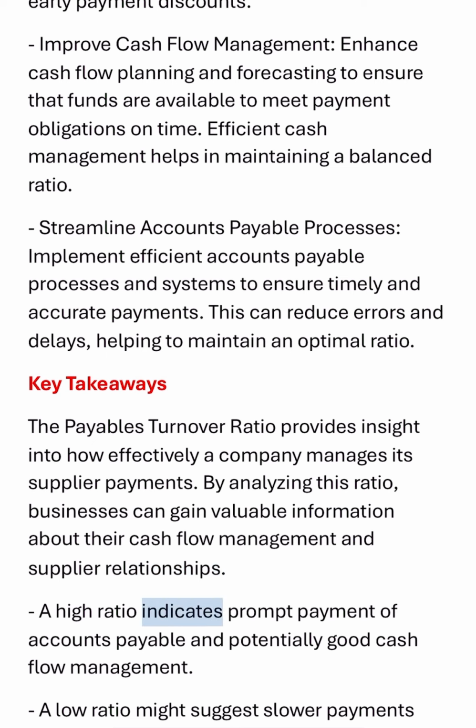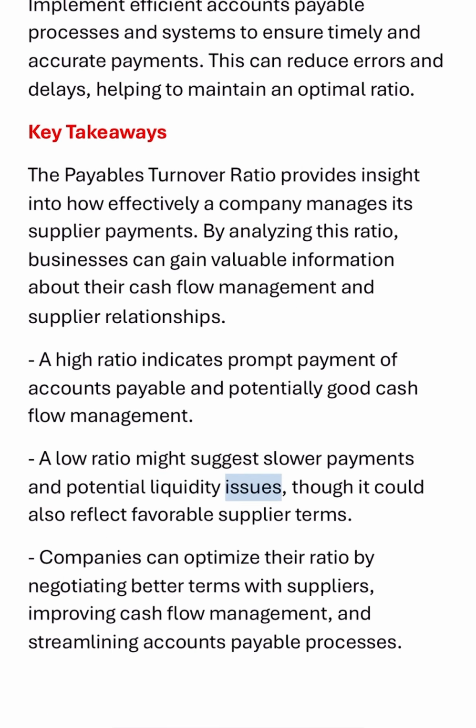A high ratio indicates prompt payment of accounts payable and potentially good cash flow management. A low ratio might suggest slower payments and potential liquidity issues, though it could also reflect favorable supplier terms. Companies can optimize their ratio by negotiating better terms with suppliers, improving cash flow management, and streamlining accounts payable processes.